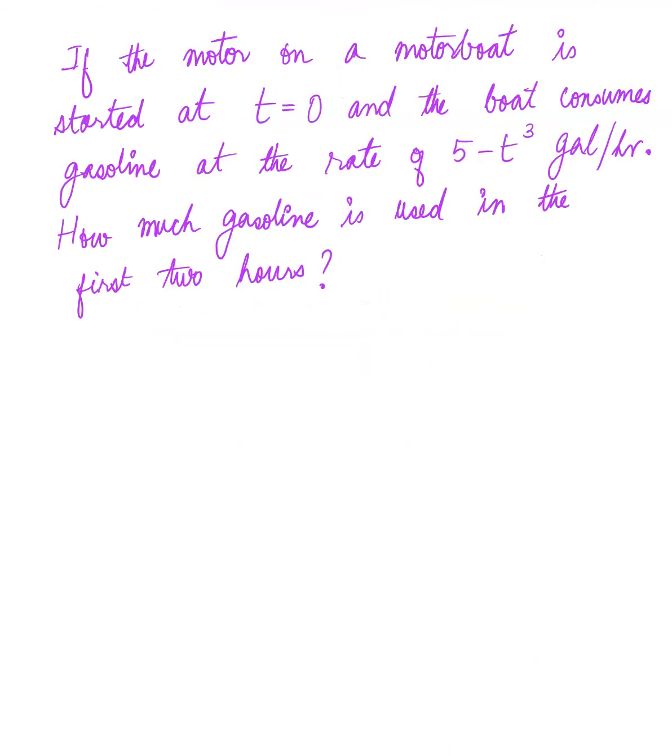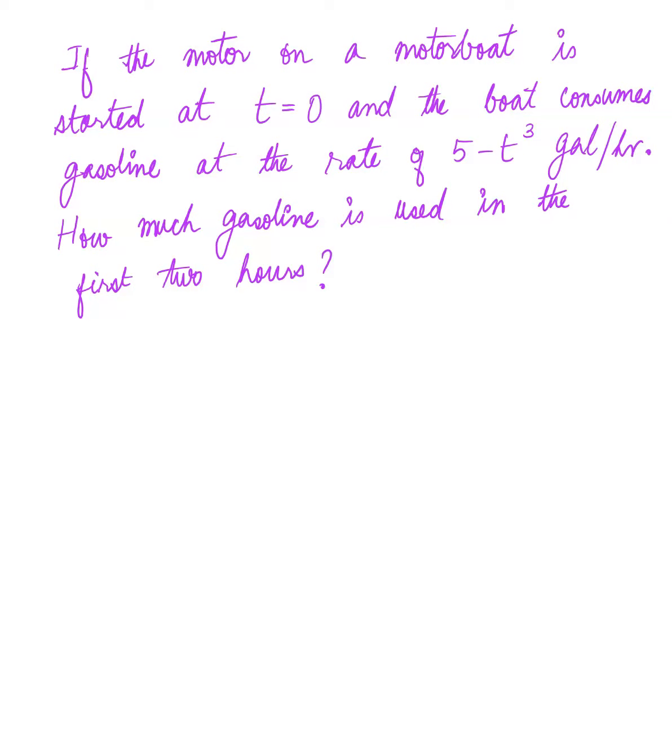If the motor on a motorboat is started at t equals 0 and the boat consumes gasoline at the rate of 5 minus t cubed gallons per hour, how much gasoline is used in the first 2 hours? So we're told the rate at which the gasoline is consumed, and we are asked to find the quantity of gasoline used in the first 2 hours.